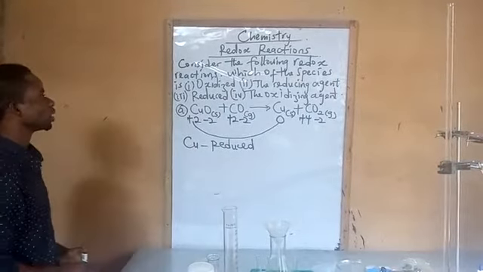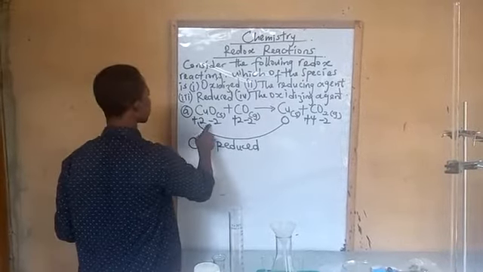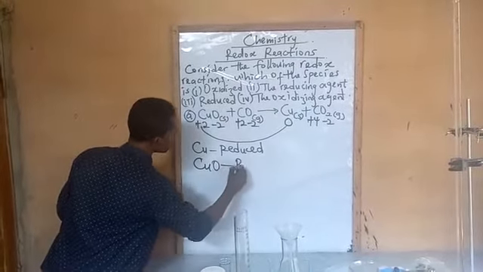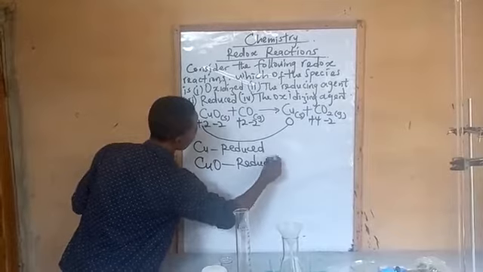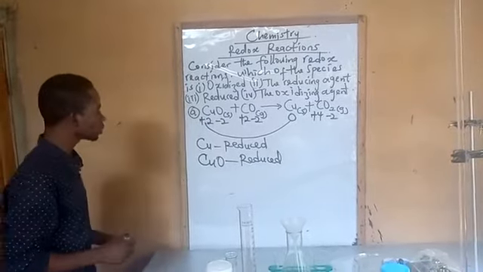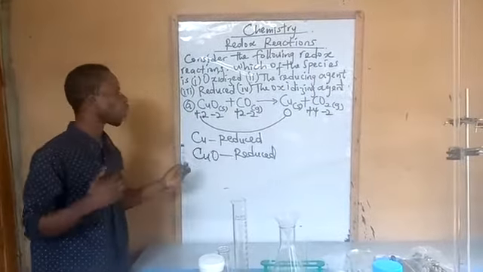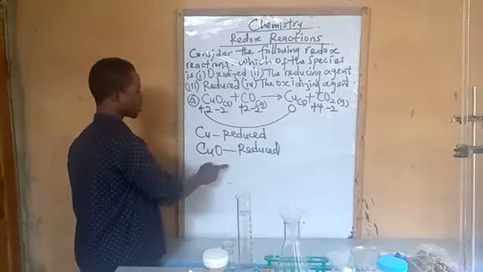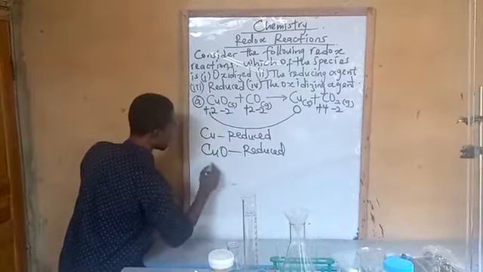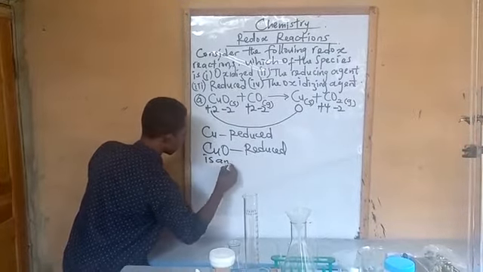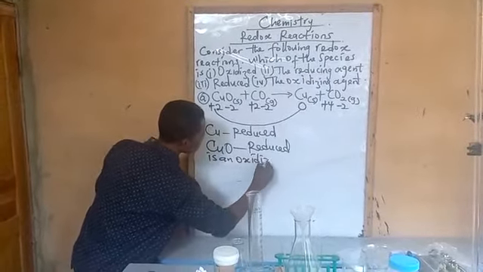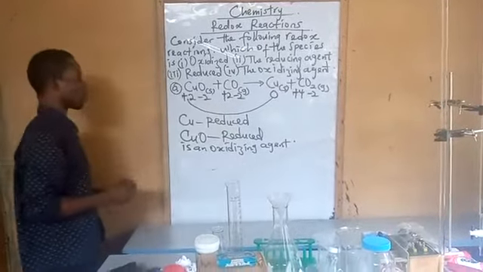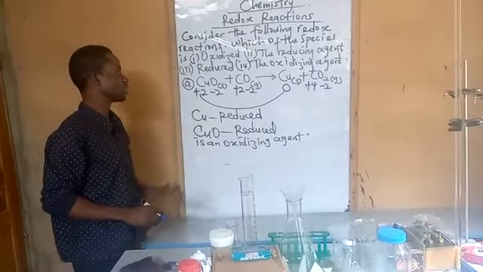And what does that mean? That means copper 2 oxide reduced. And for copper 2 oxide to reduce, it shows that it's an oxidizing agent. That means copper 2 oxide is an oxidizing agent.